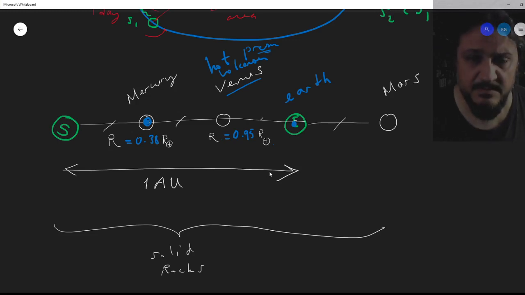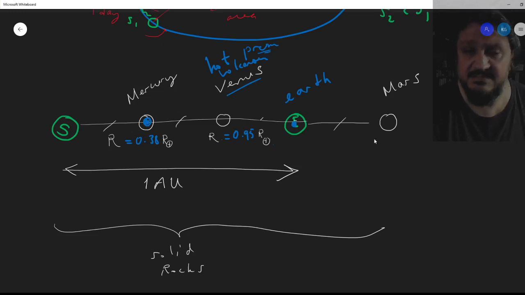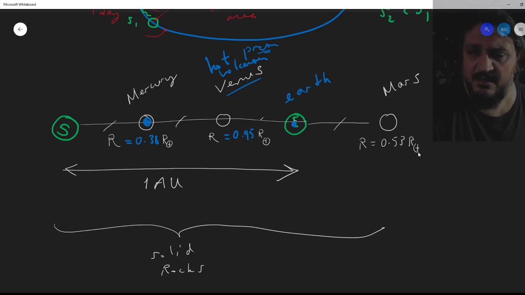So Venus is active geologically because of the active volcanoes. Mars has volcanoes and deserts, and it's smaller though, so the radius of Mars is 0.5 or 0.53 if I remember correctly. So it's smaller than Earth, and gravity on Mars is around a third of gravity on Earth.